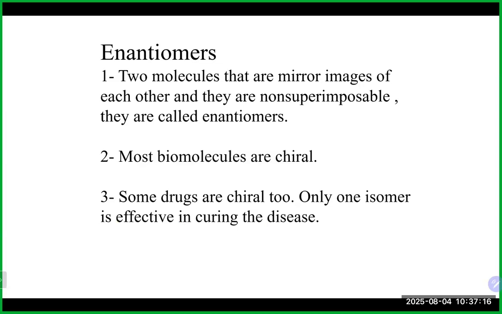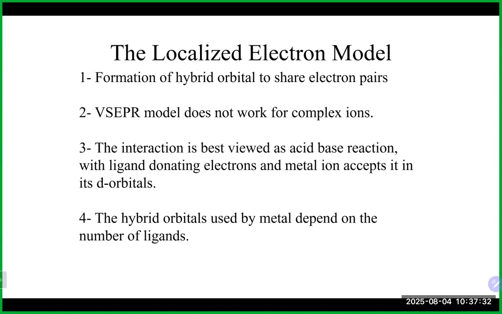Now, enantiomers, as I mentioned, are two molecules that are mirror images that are non-superimposable. They're really chiral. Sometimes drugs have isomers like that, and only one of them is effective for whatever they're used for. Now, the last thing we're going to talk about in this chapter is the bonding and electrons and geometry that occur with complex ions, and what happens to those electrons in the metal and how they get distributed.